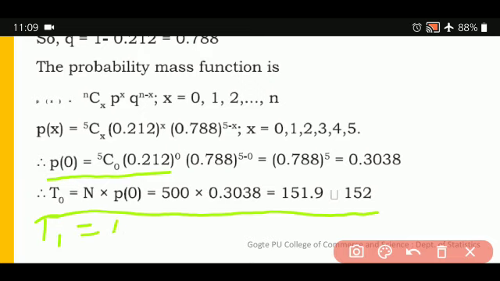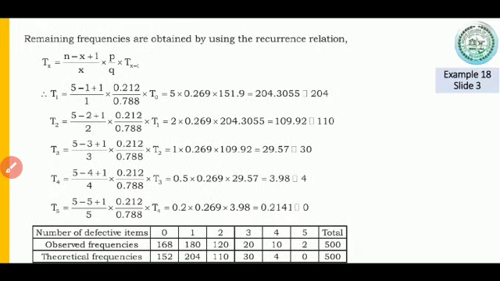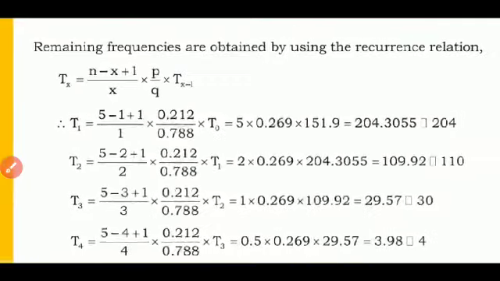T1 is equal to N into P1, then T2 is equal to N into P2. We have solved that in the previous example. But when such examples are there, applying the recurrence relation becomes very, very easy. So I hope you all understood up to here. Now we will see how to apply the recurrence relation and solve the examples.